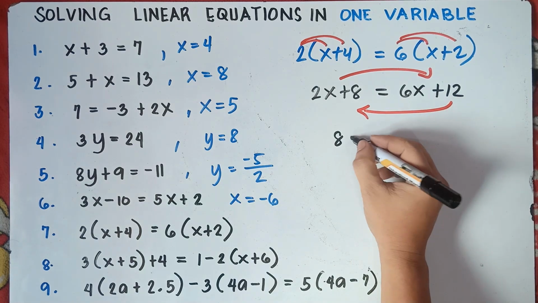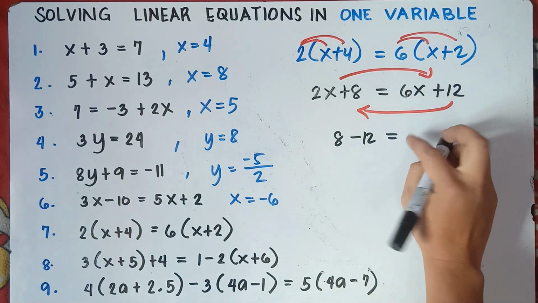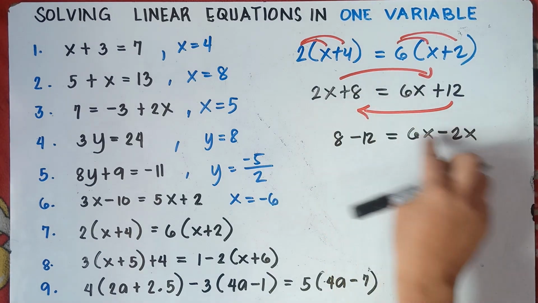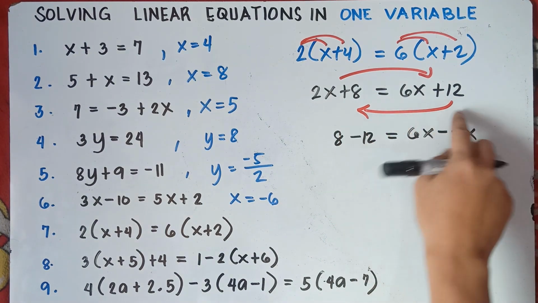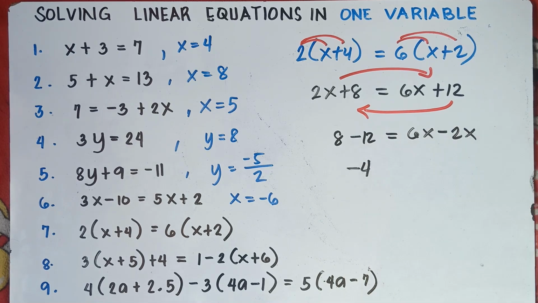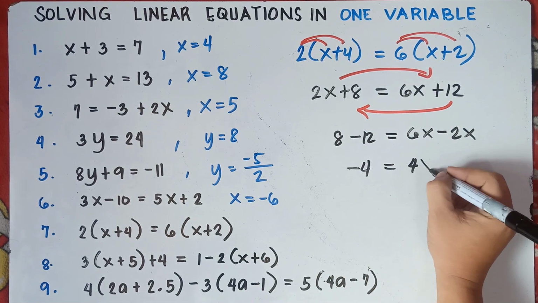This is positive. It will be negative 12 equals transpose this 2x. So copy 6x minus 2x. This is positive. It will be negative. Alright, so once again, once you transfer, you change the sign. So 8 minus 12, that's negative 4. 6x minus 2x, that's positive 4x.